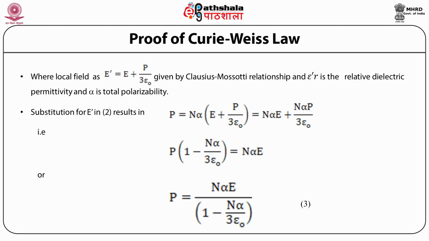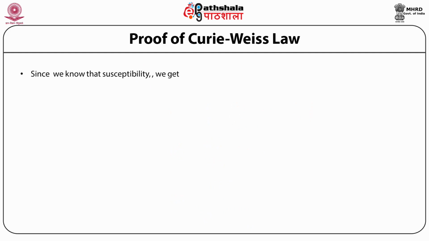So after rearranging the equation, we get the value of P as n alpha E divided by 1 minus n alpha upon 3 epsilon naught. Since we know that the susceptibility is given as epsilon r dash minus 1, it is equal to P upon epsilon naught E. So we get the value of susceptibility as n alpha by epsilon naught divided by 1 minus n alpha upon 3 epsilon naught.